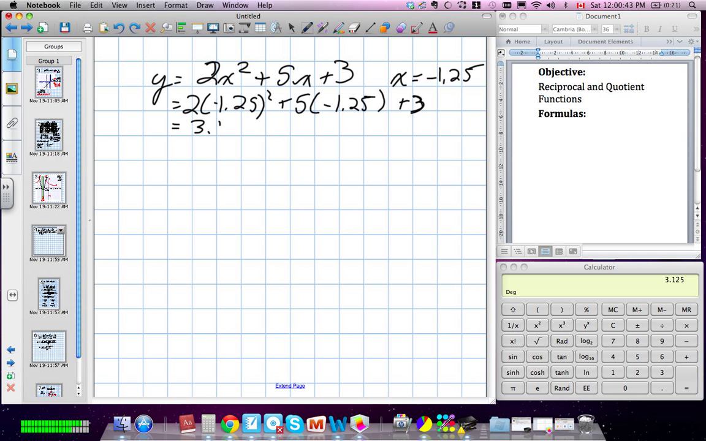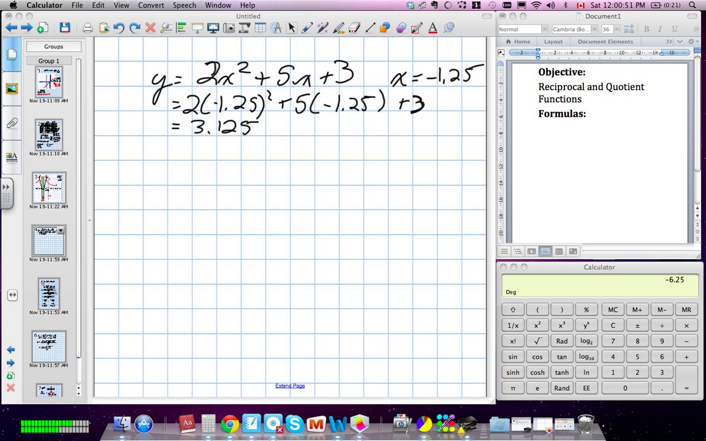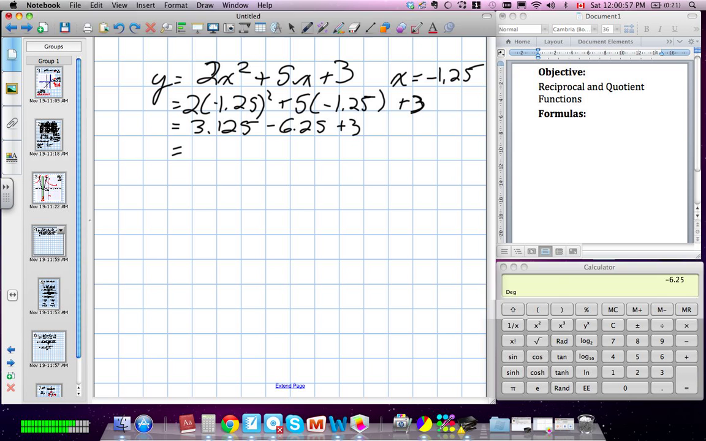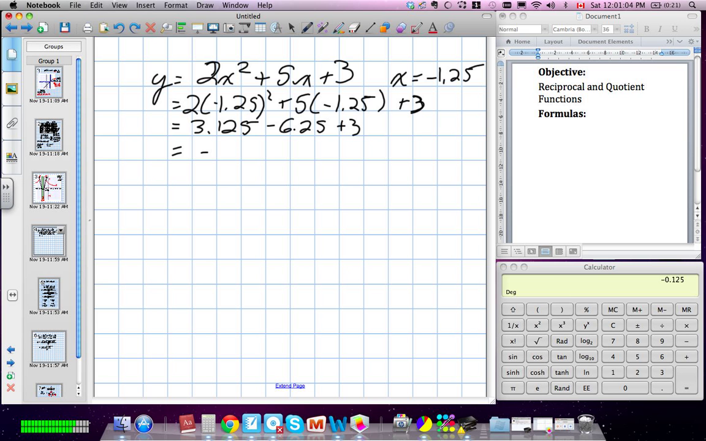3.125. 5 times negative 1.25 is negative 6.25, plus 3. Negative 0.125. Okay. I think if we put this as a fraction. Yeah, exactly. So our vertex value is at negative 1.25 and negative 0.125.